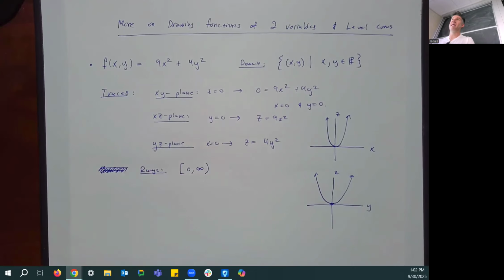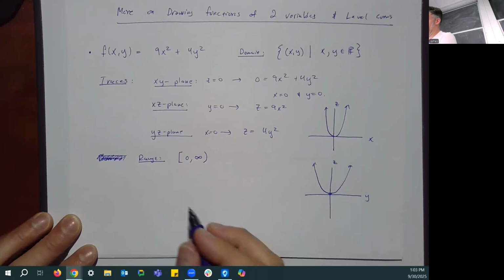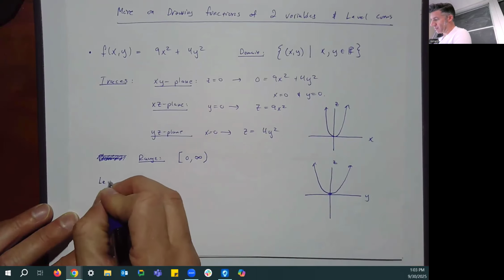And yes, this is typical for functions in two variables. Your domain is always some region in the xy plane. Sometimes it's all of it. Your range is some interval on the z-axis. All right. The last thing we're going to do before we graph this thing is we're going to find some level curves.